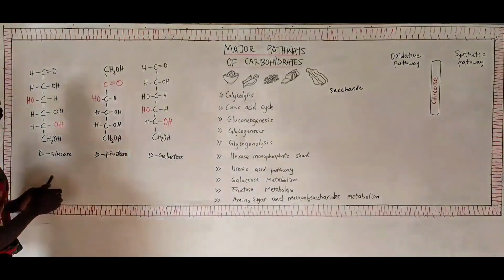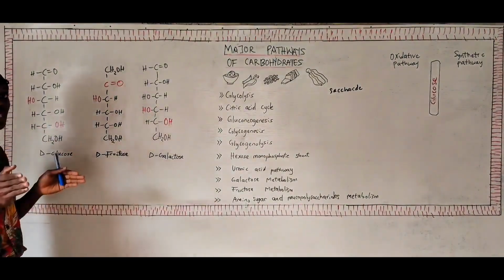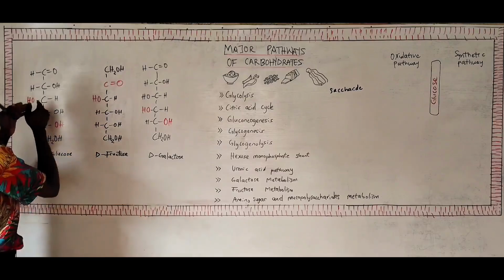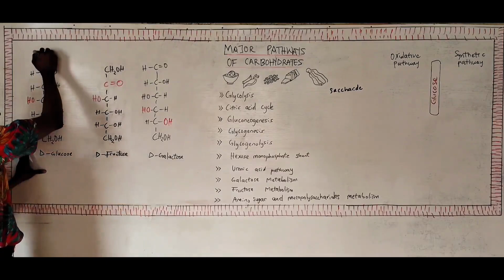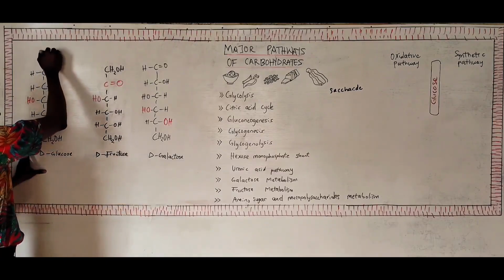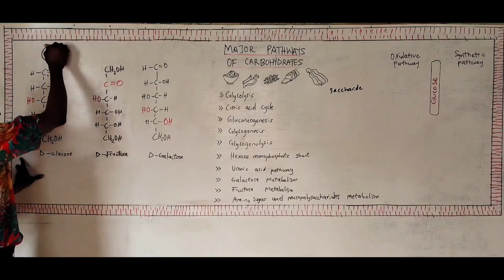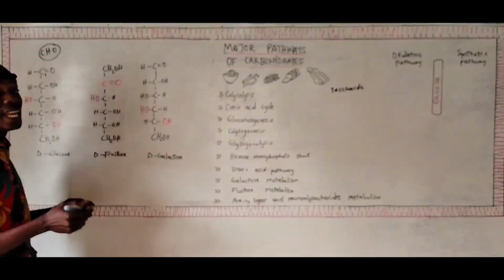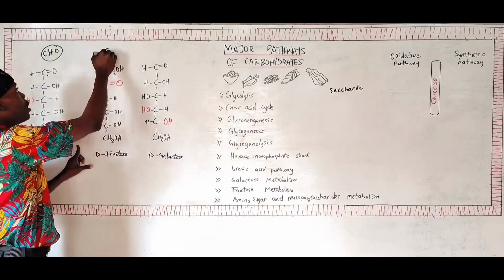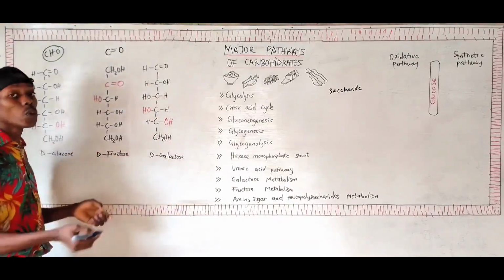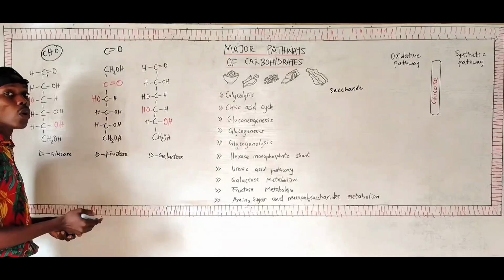Alright. So looking at glucose and fructose, they are different. How? At carbon 1, glucose has CHO as its functional group, that is, it belongs to an aldehyde group. While fructose at carbon 2 has C double O, that is a ketone. So fructose belongs to a ketone group.